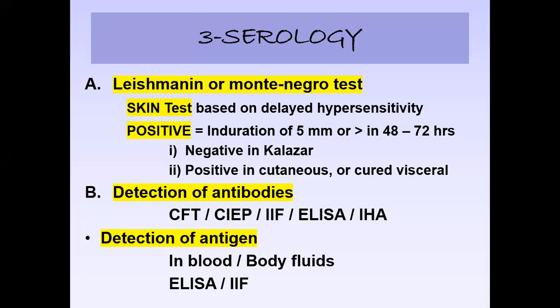Number two, detection of antibodies, various tests. I told you just to remember these test names: complement fixation test, counter immunoelectrophoresis, indirect immunofluorescence test, ELISA, and indirect hemagglutination test. We can also detect the antigens in the blood or the body fluids. That is, we are going to detect the antigen present on the surface of the amastigote. This is done with the help of the ELISA or the indirect immunofluorescence test.